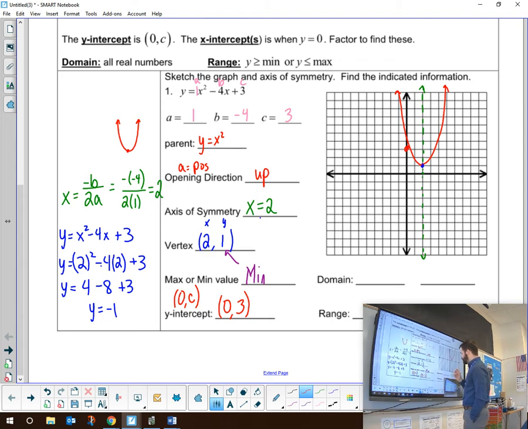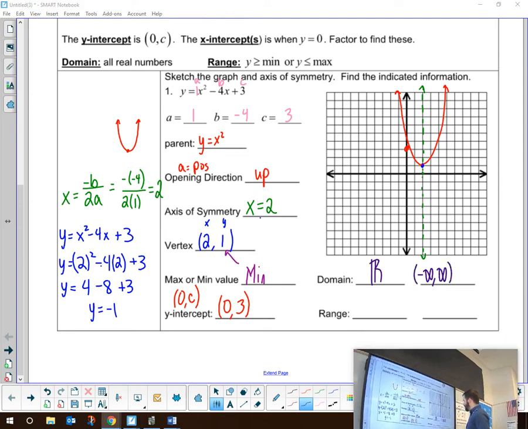Next, our domain. The great thing about domain is for all of these, it's going to be all real numbers, negative infinity to positive infinity, okay? So my domain for this one's going to be all real numbers, negative infinity to positive infinity. My range is the one that I really have to think about, though, isn't it?